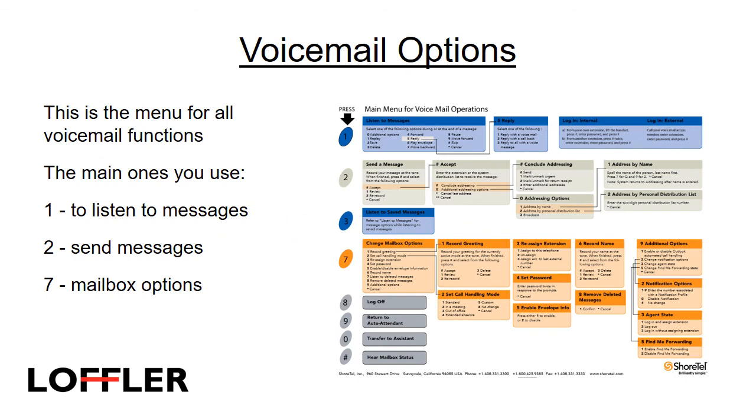This is a menu for all voicemail functions. The main ones you will use are number 1, listen to messages, number 2, send messages, and number 7, Mailbox Options. There is a copy of this out on the training website. Feel free to print off a copy.